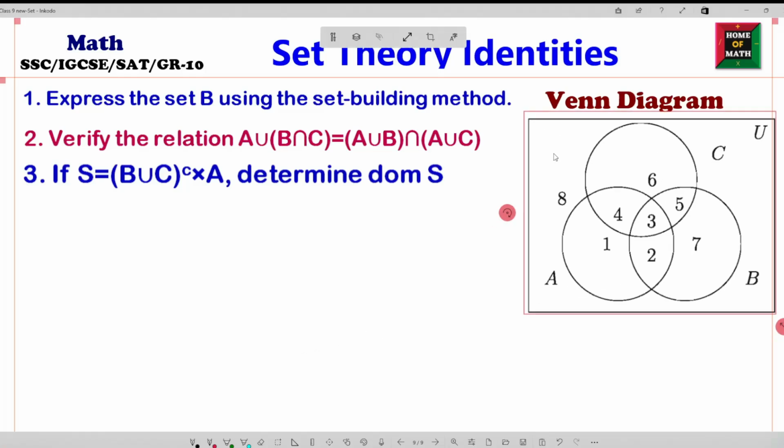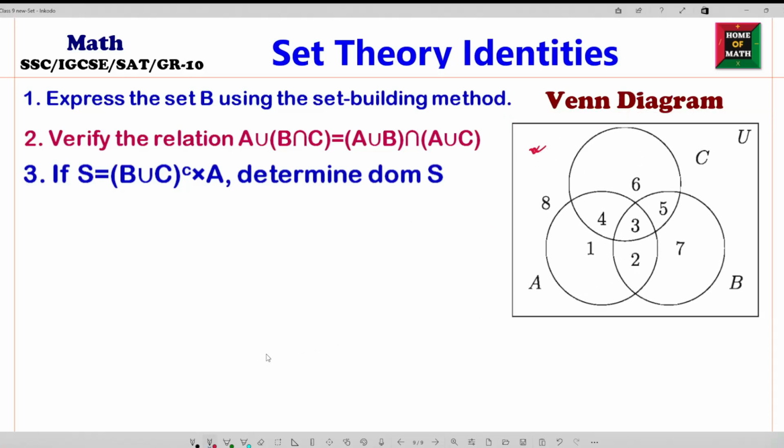Here is a Venn diagram. By this Venn diagram, we will try to solve set, verify the relation, and by Cartesian product, we will determine the domain. Let's start. First question, express the set B using the set building method.